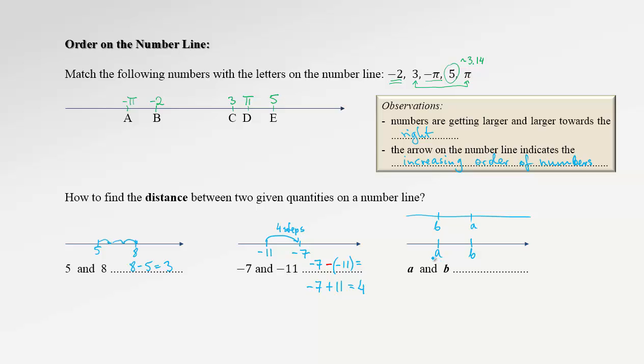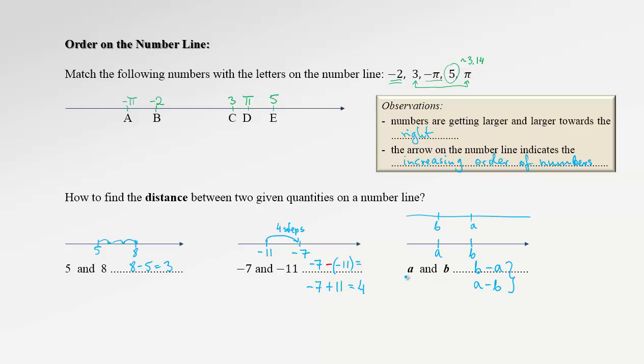So to find the distance between a and b, if b is larger than a, we'll just follow the rule: larger number, which is b, minus the smaller number, which is a. That's great. But what if b and a are positioned that way? Then we'll have to go a minus b. Good. But what if we want to have one expression, not two expressions, depending on the case?